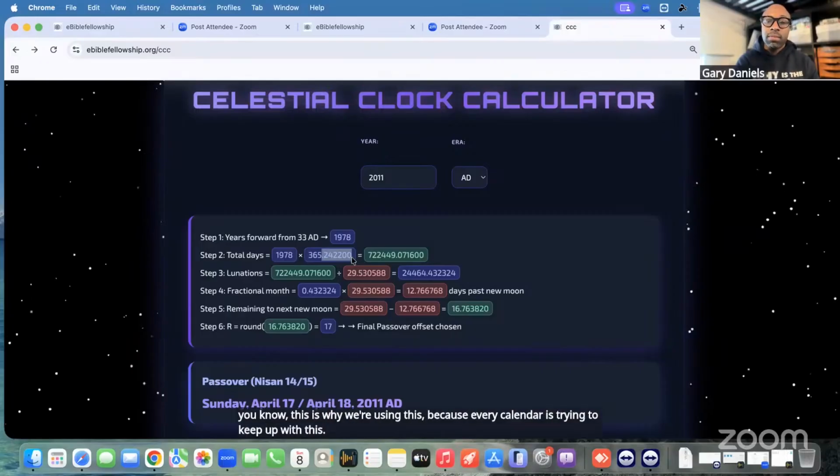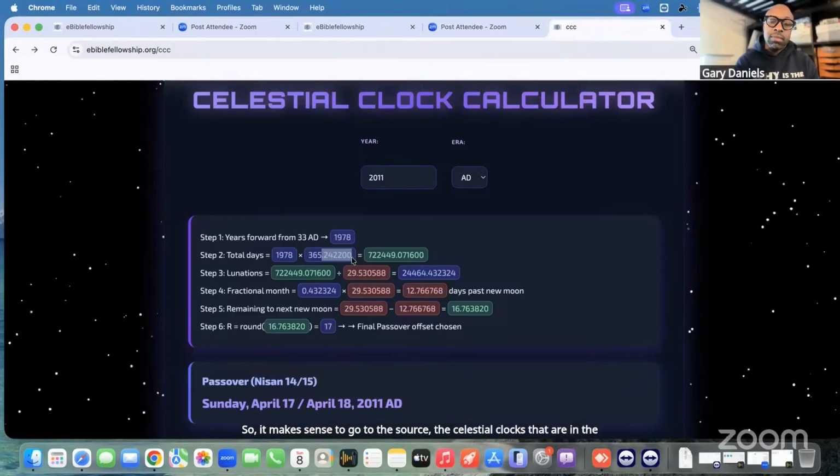This is why we're using this: every calendar is trying to keep up with this. So it makes sense to go to the source, the celestial clocks that are in the sky. So that's what this tool is. Did you tell them that's NASA you have this?